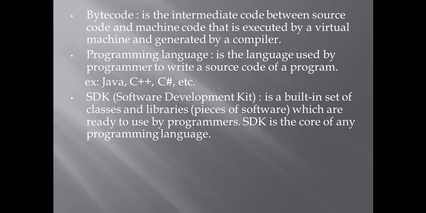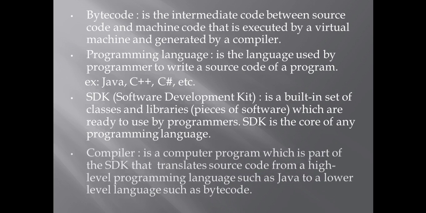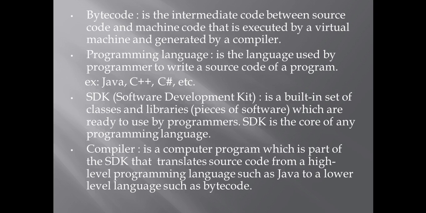Next is the SDK, or the Software Development Kit, which is a built-in set of classes and libraries, some pieces of software in particular, which are ready to use by programmers. Note that this SDK is the core of any programming language. A compiler is a computer program which is a part of the SDK that translates the source code from a high-level programming language such as Java to a lower-level programming language.